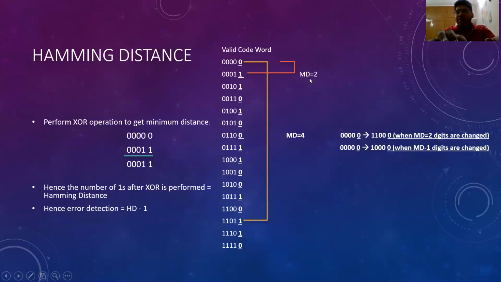Suppose the Hamming distance was 2. If we subtract 1, which means 1, and we change any one digit, suppose only one digit is lost, 0000 and 1000. If only one digit is lost here, and you check the whole series, there is no message similar to this message, which means the receiver would be able to tell if there is an error or not. So that's why we do Hamming distance minus 1.